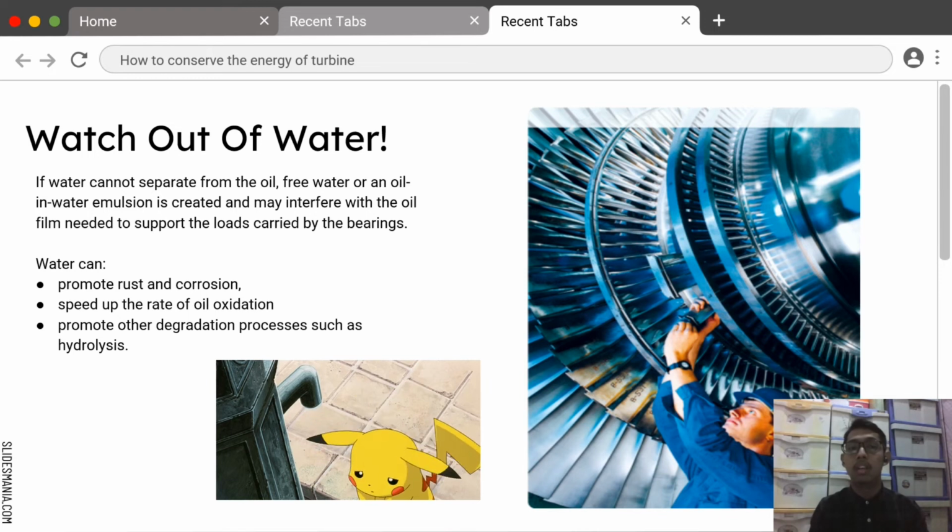It cannot give support to the bearing. We know that the function of oil is to give support and reduce vibration to the bearing, so if there is water, it cannot perform well. Water can promote rust and corrosion, speed up the rate of oil oxidation, and promote other degradation processes such as hydrolysis. So when we do not separate the water carefully, it will easily make the metal rust.